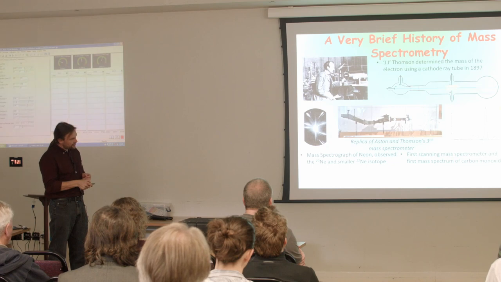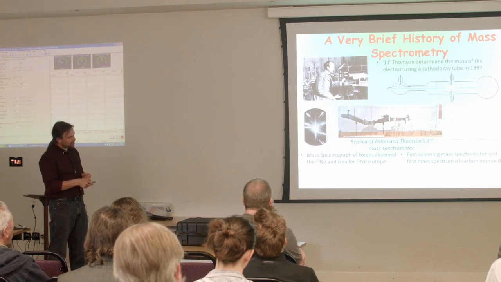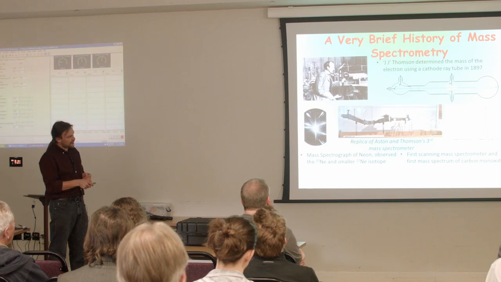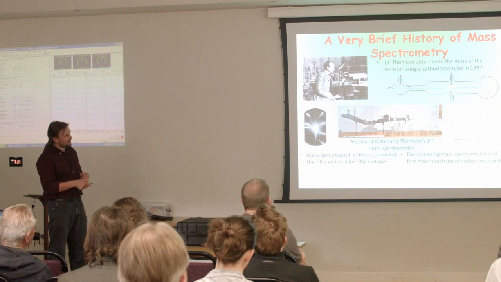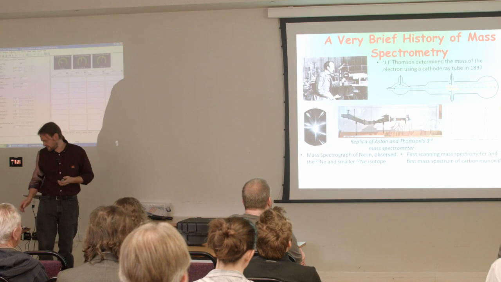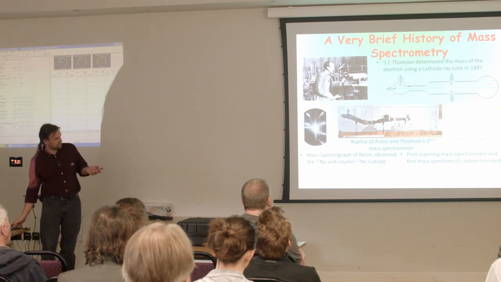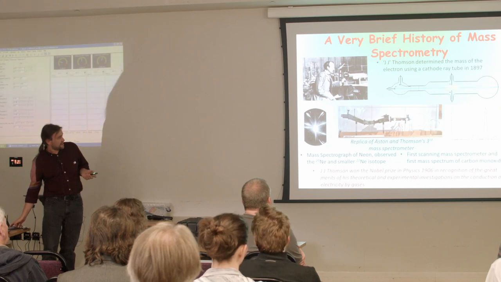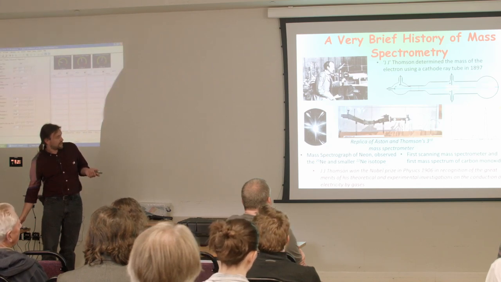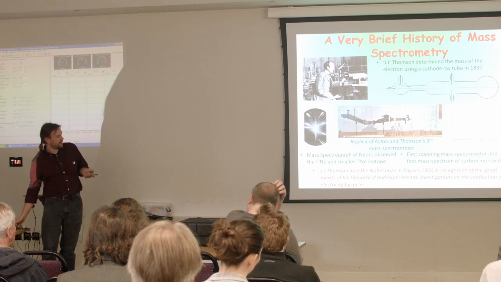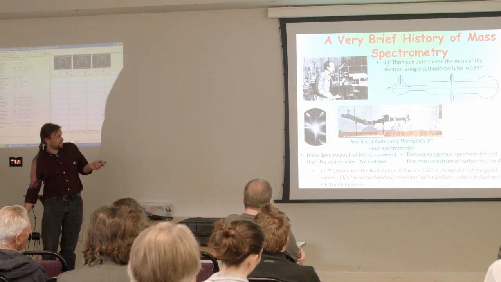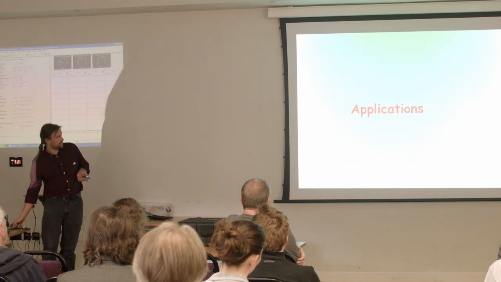So as it's scanning across from low mass to high mass, as something hits the detector on their chart record, it can plot a peak. So this is actually a mass spectrum of some carbon monoxide, the first mass spectrum, which looks pretty good compared to when they were doing it. JJ won a Nobel Prize in 1906. He did lots of work on gases and was the grandfather of mass spectrometry.